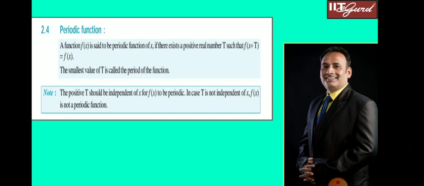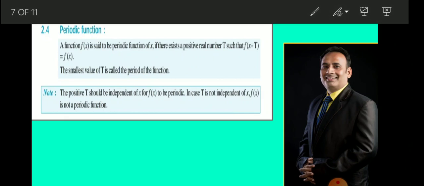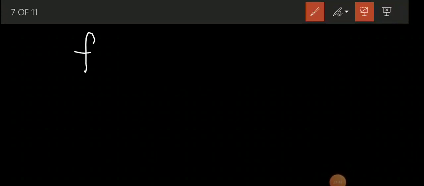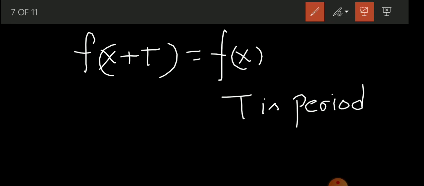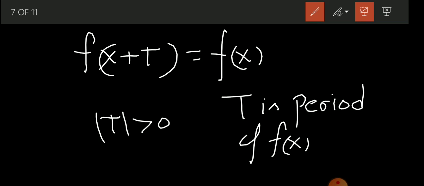Now let's move on to a new topic, that is periodic function. What is a periodic function? To understand the concept of periodicity, we have to focus on the definition of the period. The basic definition of the period is f of x plus T is equal to f of x, where T is the period of f of x. And T is the least possible positive value, that is the period of this function.